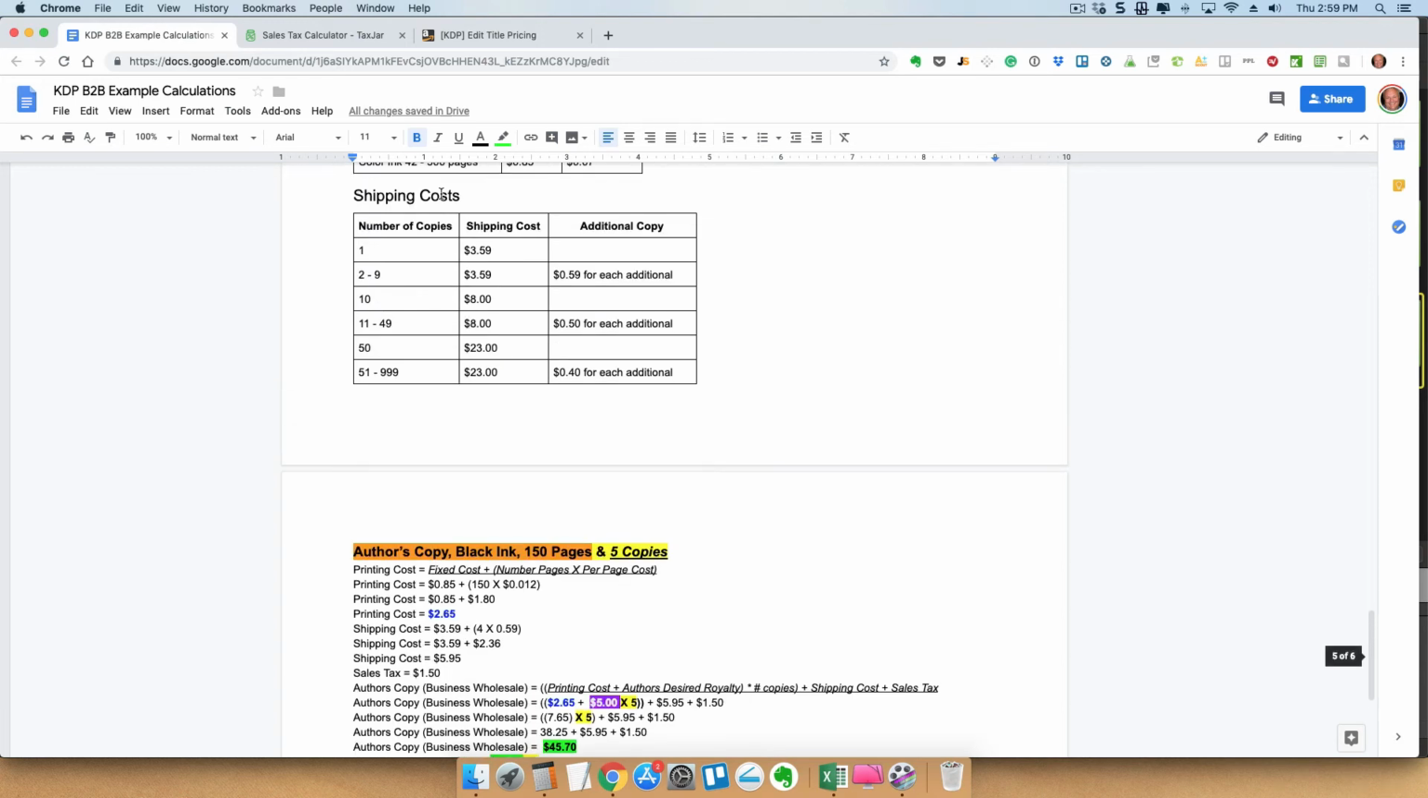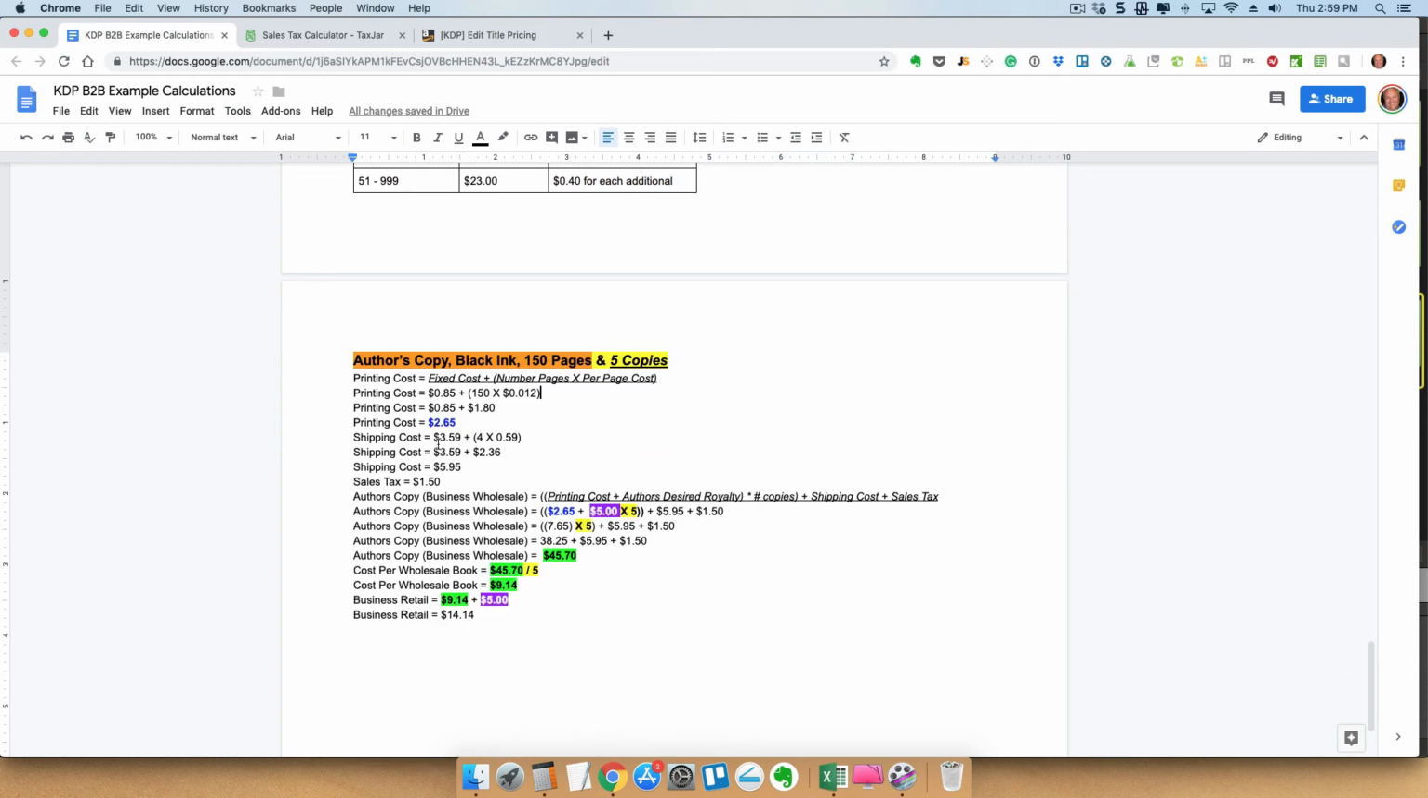Let me go back up to this. So this would be the case of 5 books or 5 copies. You have the first amount is $3.59 fixed, and then between 2 and 9 copies, it's 59 cents for each additional copy. So that's where you would figure out your shipping cost: $3.59, and then we're going to add in 4 times 59 cents, because this is for the first one and then this is for the rest of the 4. So that becomes $2.36 plus the $3.59. So your total shipping cost is $5.95 for 5 copies.